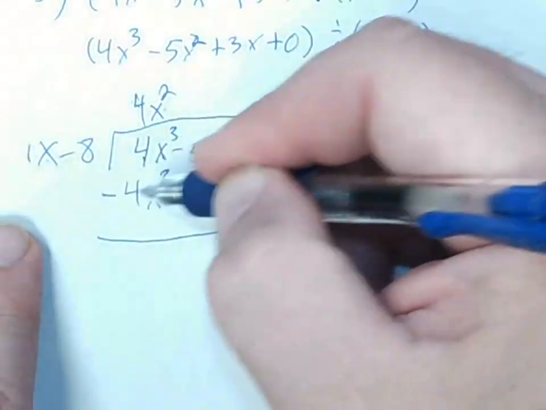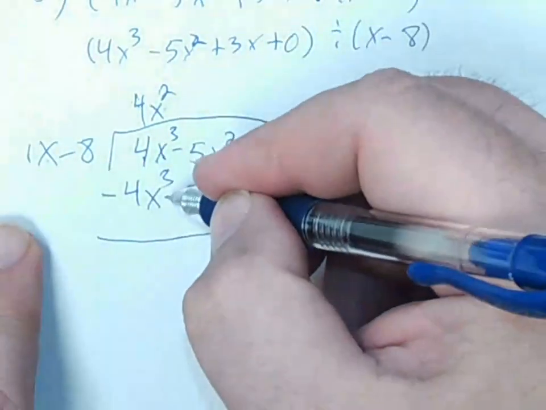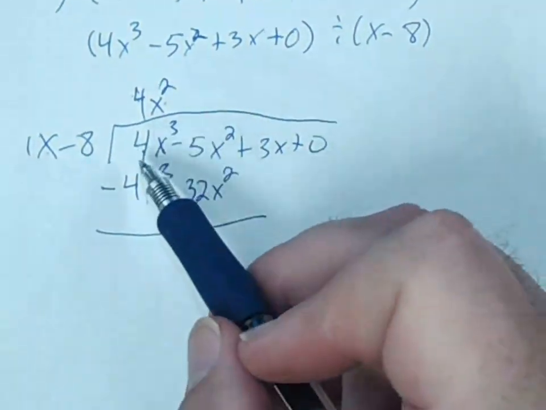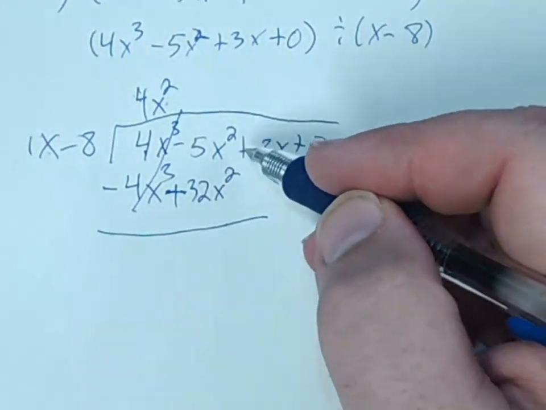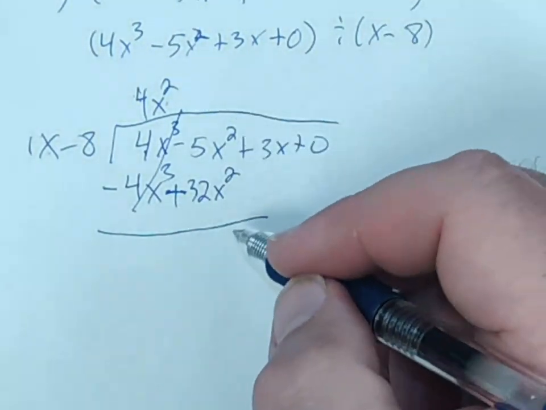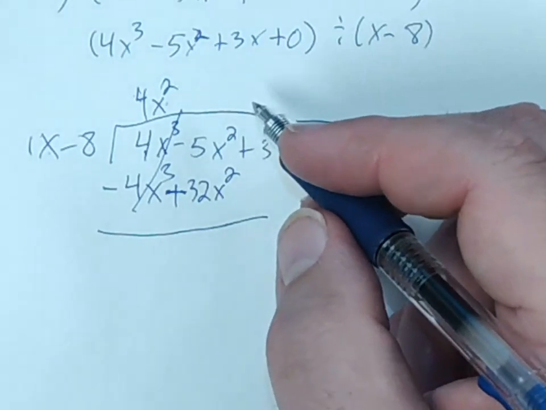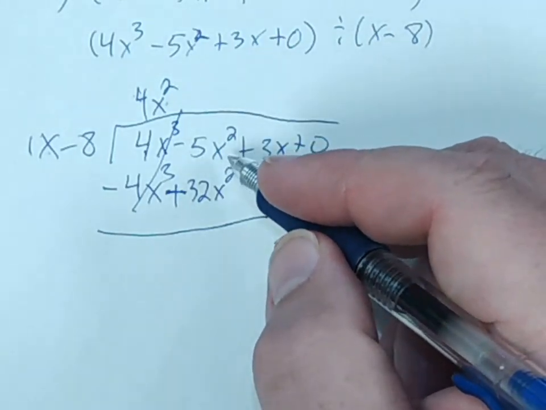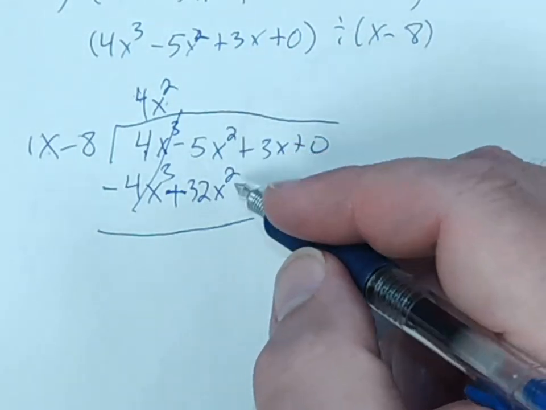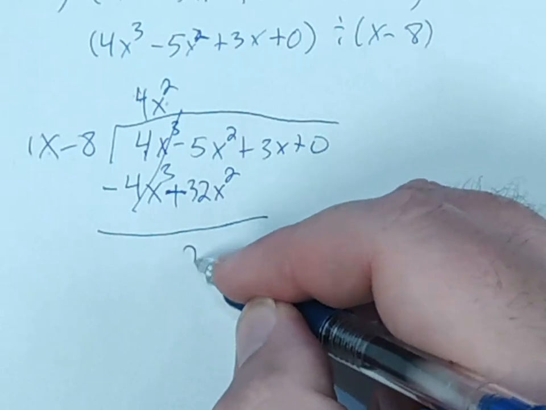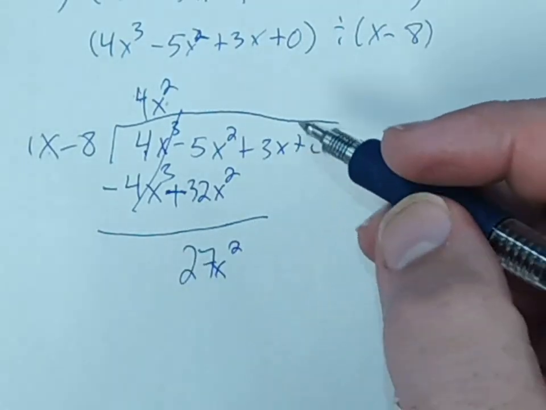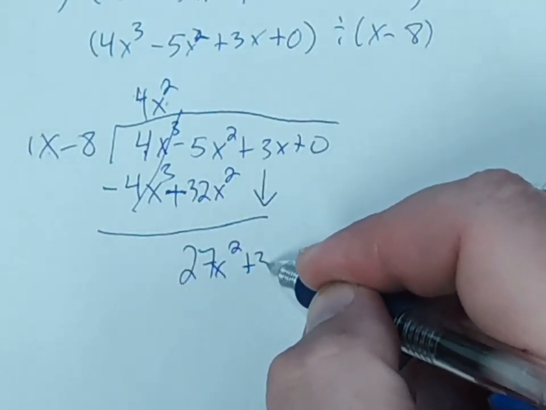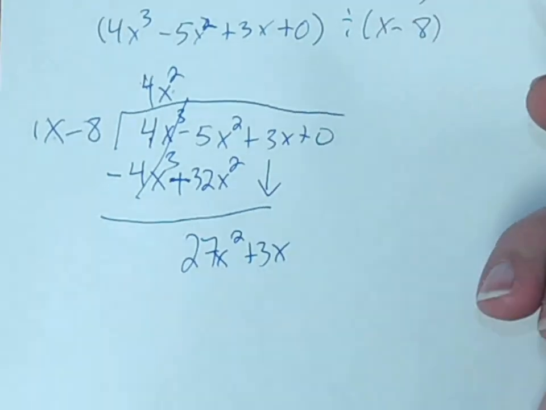Then we will subtract and subtract. Two negatives make a positive here. 4x cubed minus 4x cubed is 0. Negative 5x squared plus 32x squared should give me 27x squared. And then we'll bring down the 3x. And we start it all over again.